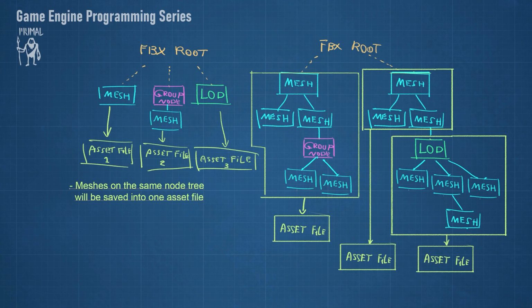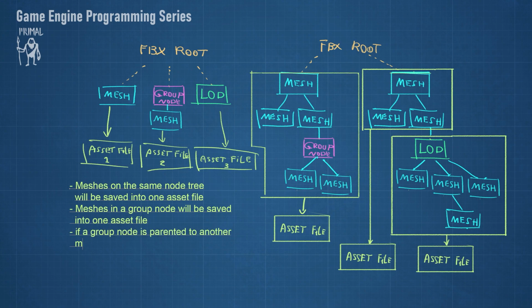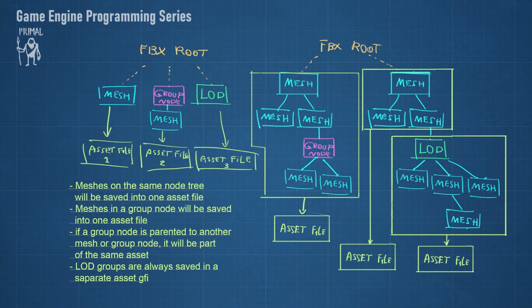Meshes in a group node will be saved in one asset file as well, that is if the group node is the root, otherwise it will be saved as a part of the mesh tree. So if a group node is parented to another mesh or group node, it will be part of the same asset. LOD groups are always saved in a separate asset file, regardless of whether they are parented or not.